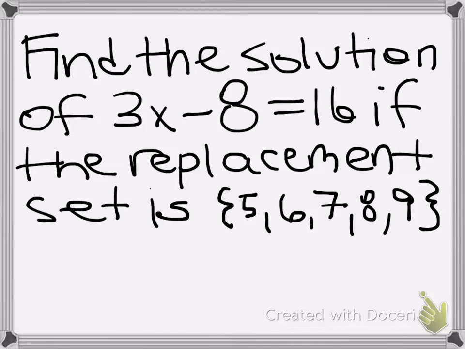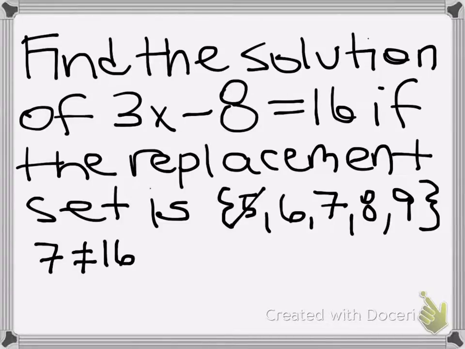The next one is where you're asked to find the solution, and they give you an equation, then they give you a replacement set of numbers. So here you're just supposed to replace the x with each number, and see whether one side equals the same number as the other side. So if I plug in 5, okay, I have 3 times 5, which is 15. 15 minus 8 is 7. So 7 does not equal 16. So that means 5 is out.